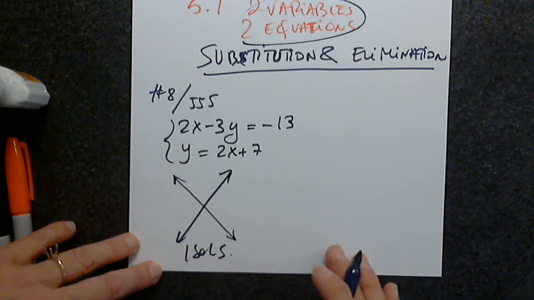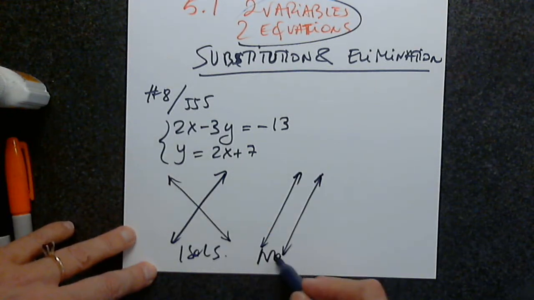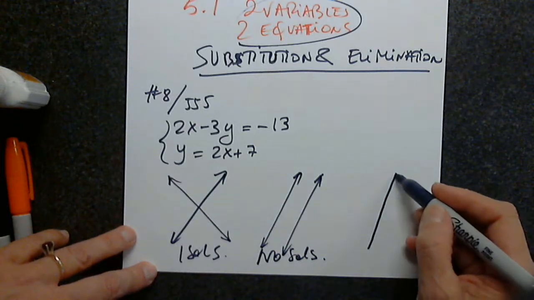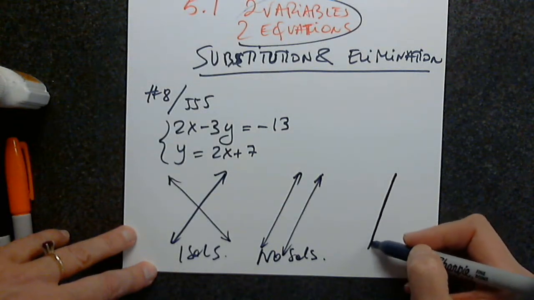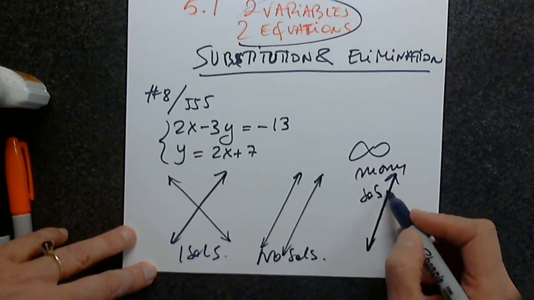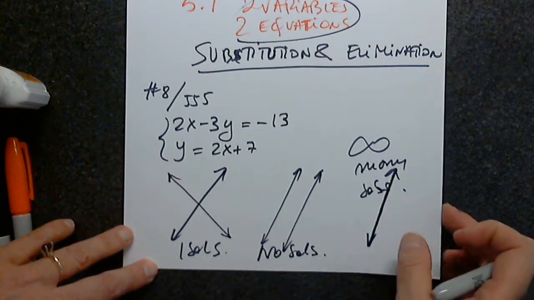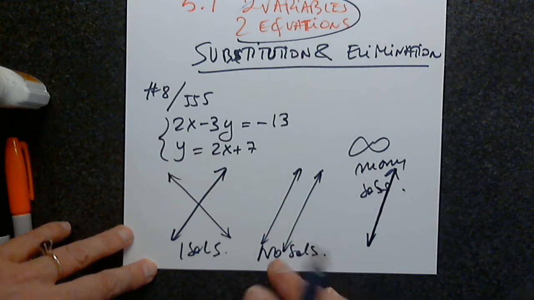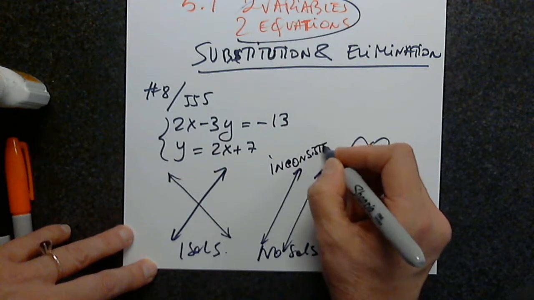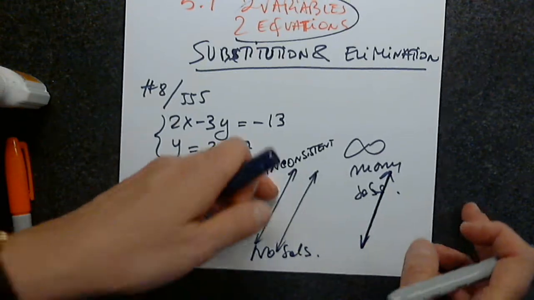One solution, no solutions because the lines are parallel, or this is one line and this is the other line, so infinitely many solutions. Obviously the first and the third situations are consistent systems. A system that has no solutions is called inconsistent.